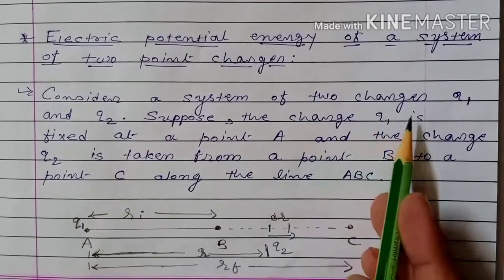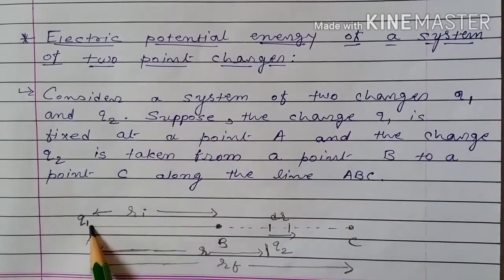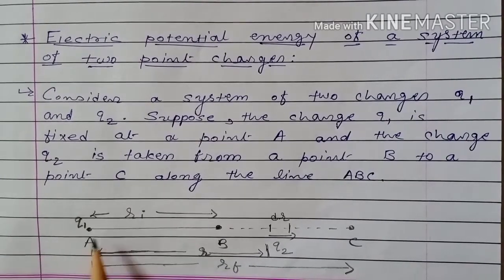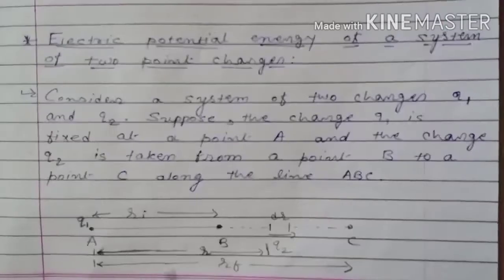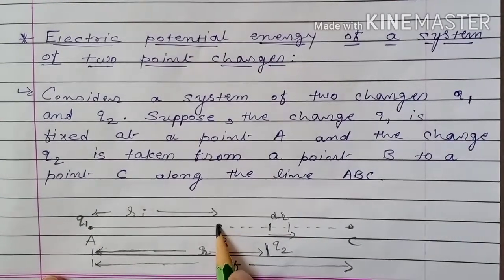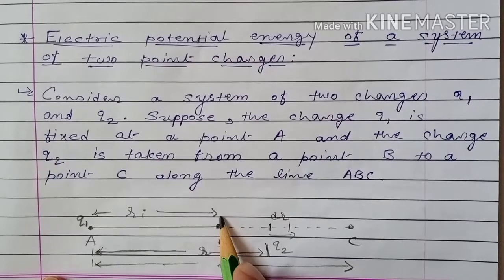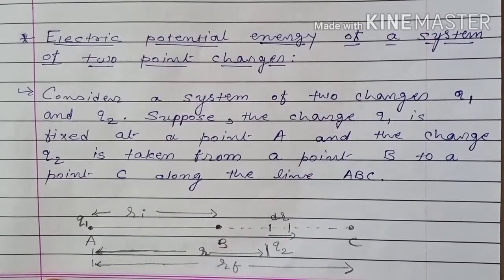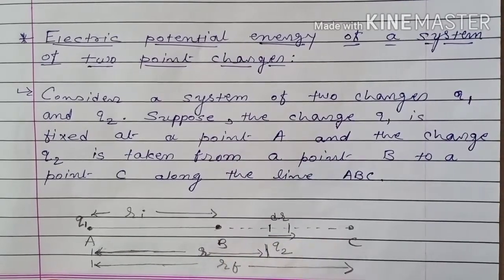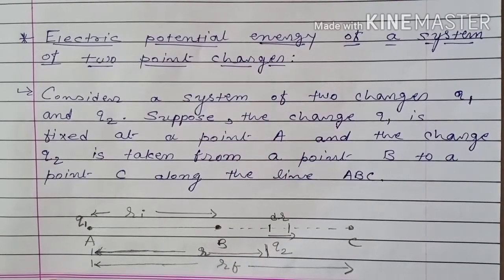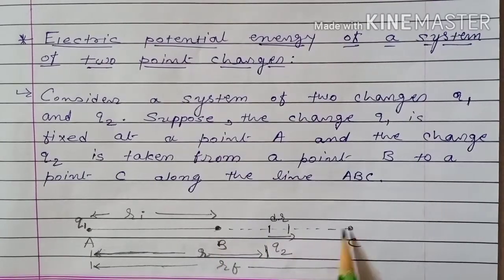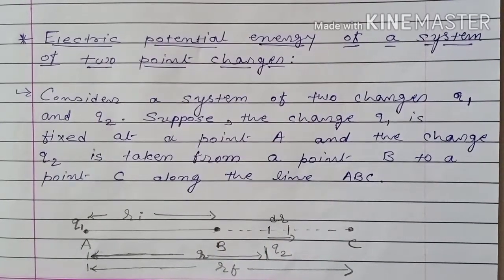Consider a system of two charges Q1 and Q2. Q1 is fixed at point A and here I have another charge Q2 which is at a distance R. Initially, we have to take Q2 at point B and we want to move this charge Q2 from B to C in this direction. In moving this charge Q2 from B to C, some amount of work is done.